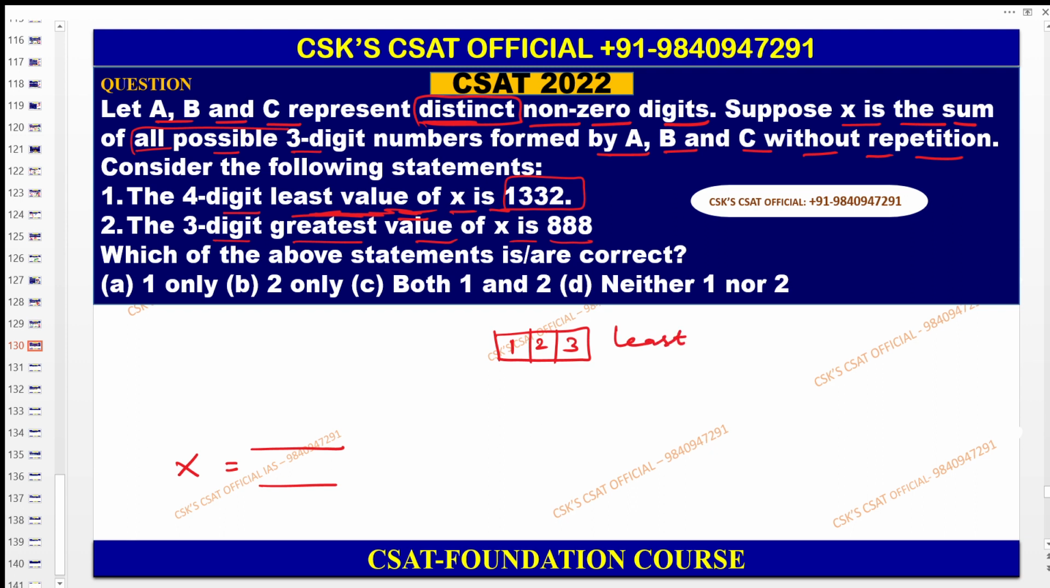With this itself, how many possibilities are there? 1, 2, 3. With 1 itself you can make a 1, 3, 2. Move on with the 2. With 2 you can make a 2, 1, 3 and 2, 3, 1. Then 3, 1, 2 and 3, 2, 1.